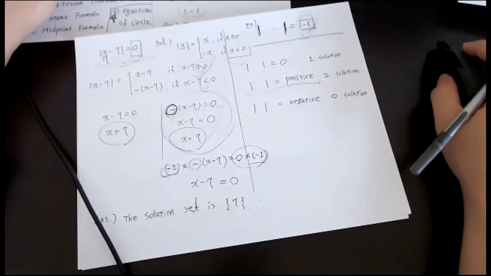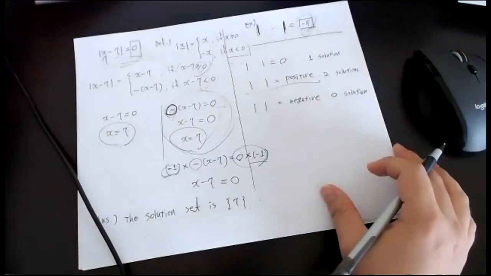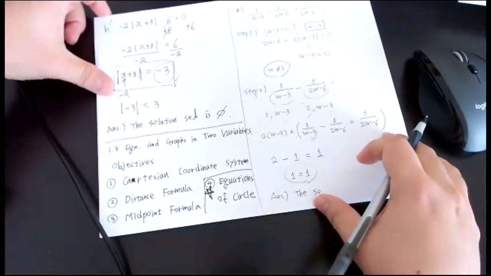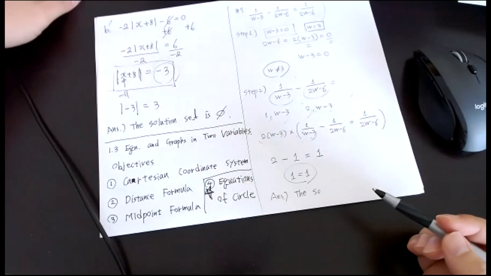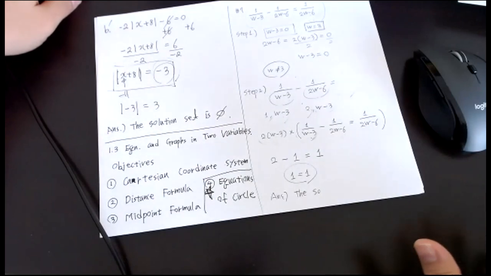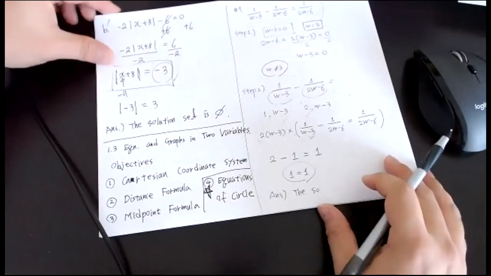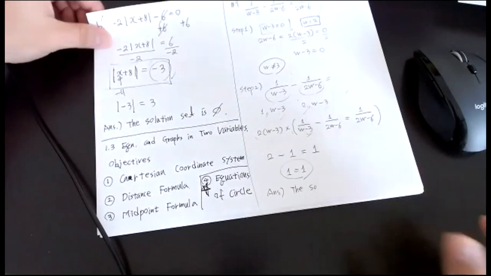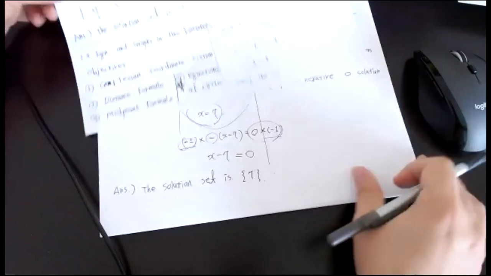So now, back to section 1.3. I'm going to cover the Cartesian coordinate system. Section 1.3 is about graphing, I mean, how to express a point or line or a graph. Not all graphs, but some specific graphs, especially circles in mathematics. So first, we're going to learn how to express a point in mathematics.